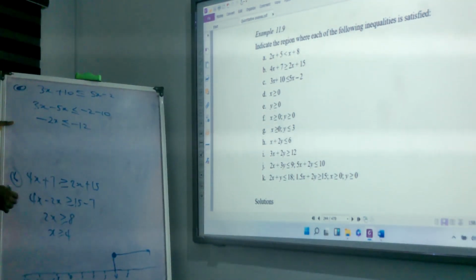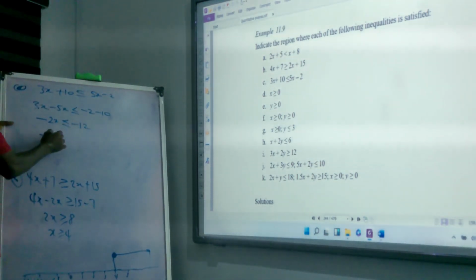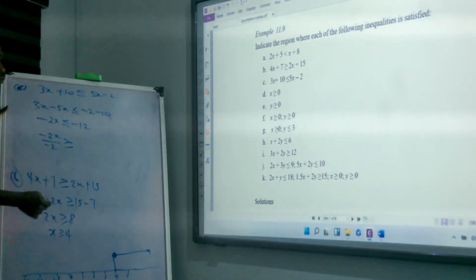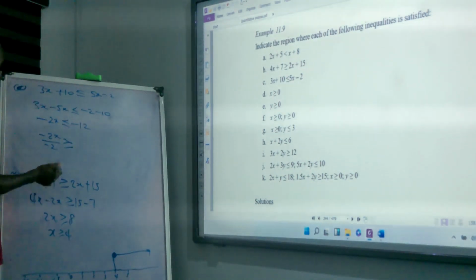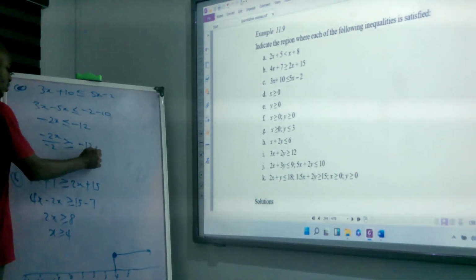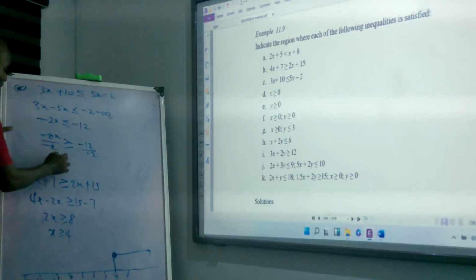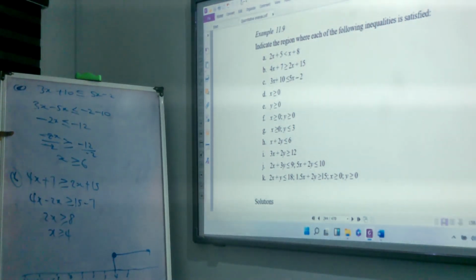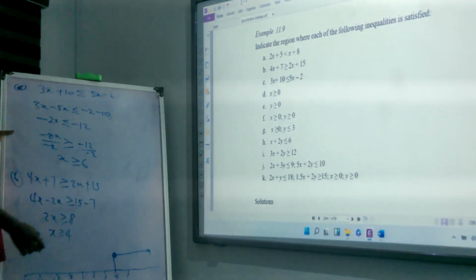So we divide this side by minus 2. So we have minus 2x and minus 2. Since we are dividing by a negative, what happens? The sign will change to greater than or equals to. I explained earlier in the rule. So minus 12 over minus 2. So we have our x to be greater than or equals to 6. The sign will change immediately. So that is our x.